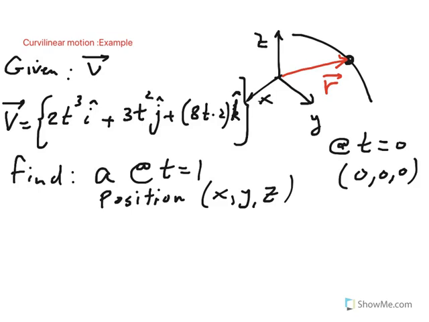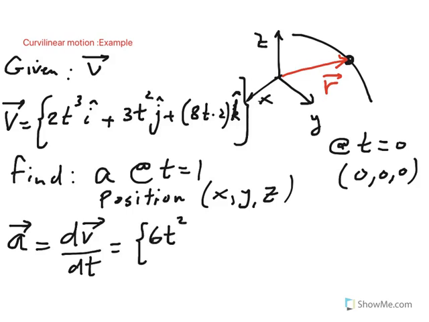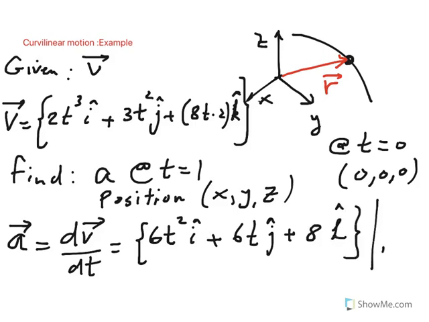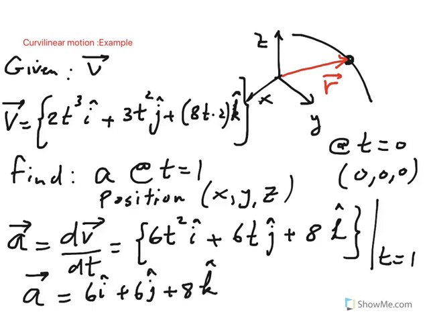So this is really a trivial problem. First of all, if you want acceleration and you have velocity, you just have to take the derivative of velocity. We notice that the derivative of 2t cubed is 6t squared, that's the x component of acceleration. Then we have 6t j, the y component, and then just a constant 8. If you plug in t equal 1, our acceleration vector becomes 6i plus 6j, and then notice that the z component is not a function of time, 8k.